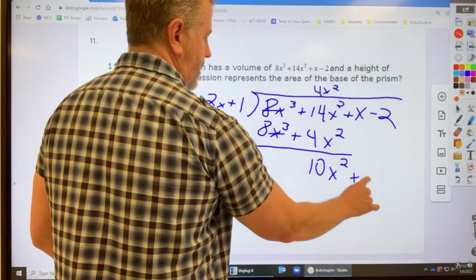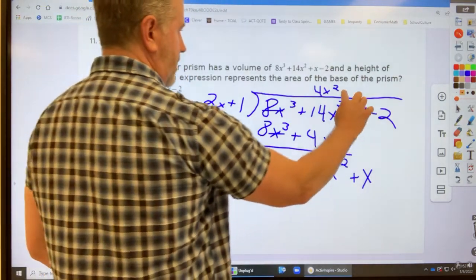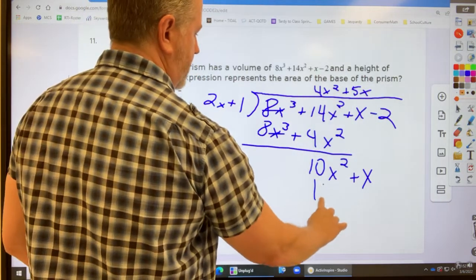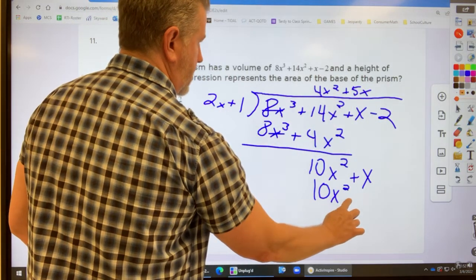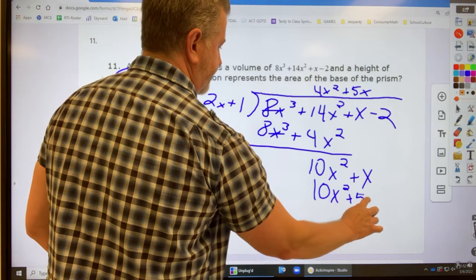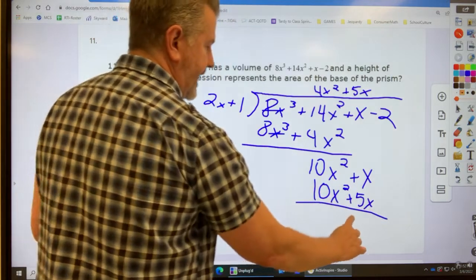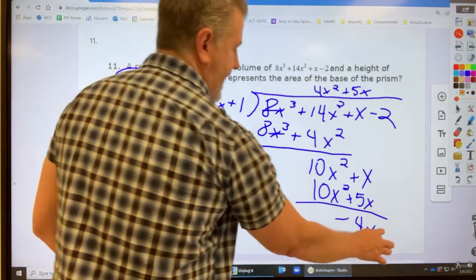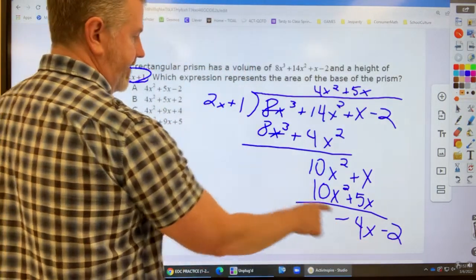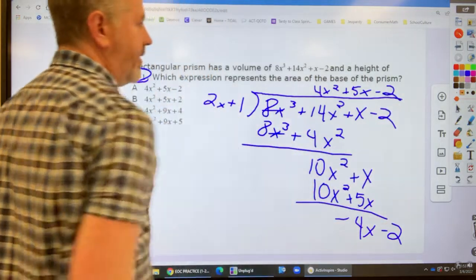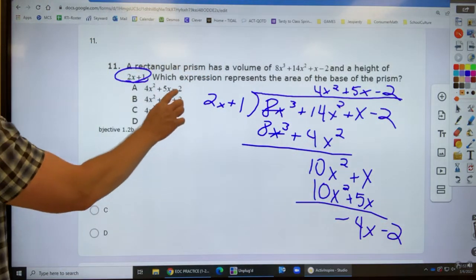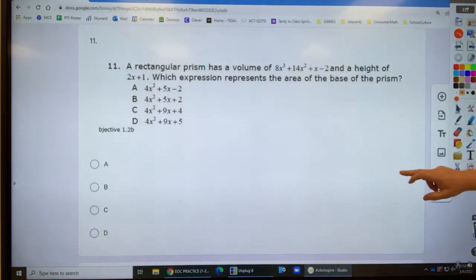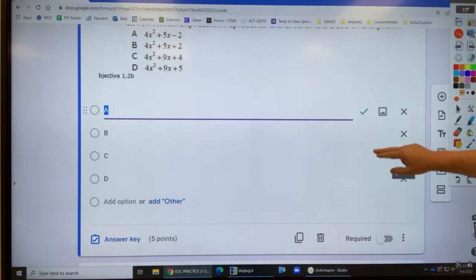Bring down, divide, multiply, plus 5x. Subtract each term, we end up getting negative 4x. Bring down, minus 2. Divide, and since I know there's no remainder, that's as far as I'm going to go because I see my answer right here. All right? Let's check it. It is A.